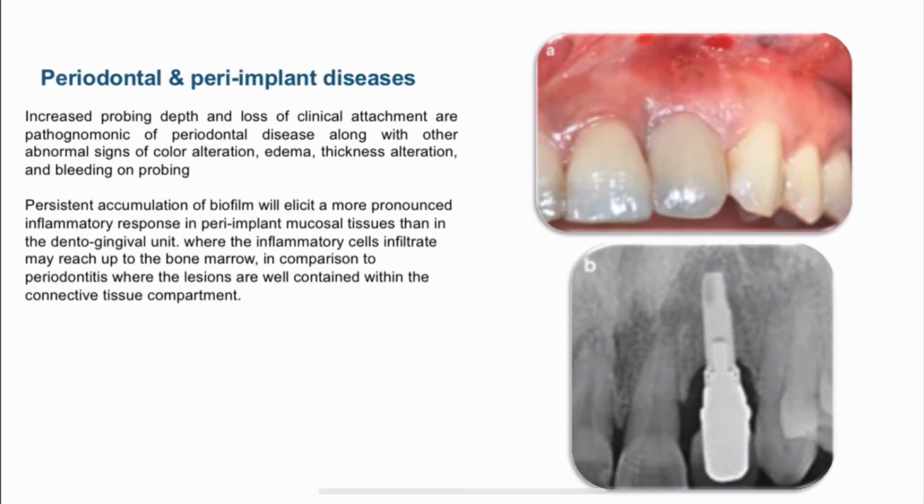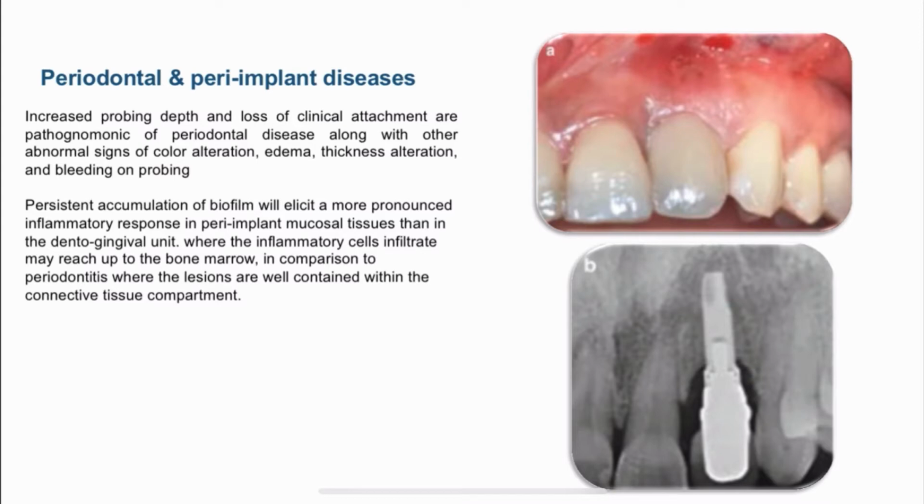Because of the similar microenvironments, including the sulcus and the pocket, similar effect of bacterial colonization will occur on both of the tissues. But as a result of the structural differences, persistent accumulation of biofilm will produce a more aggressive inflammatory response around the implant, causing the inflammatory cells to be infiltrated up into the bone marrow, in comparison with periodontitis, where the lesions are well contained within the connective tissue compartment.